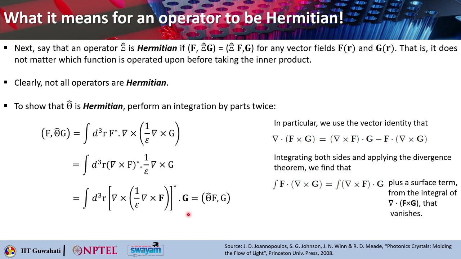And then integrating both sides and applying the divergence theorem, you can finally figure out that the integration of f dot curl of g will be the same as the integration of curl of f dot g, plus a surface term. That term, typically from the integral of del dot f cross g, basically vanishes. So, you can write it in terms of this.